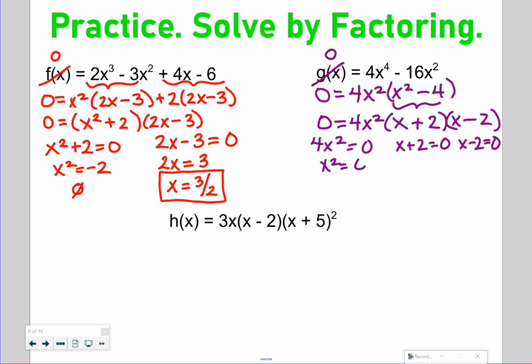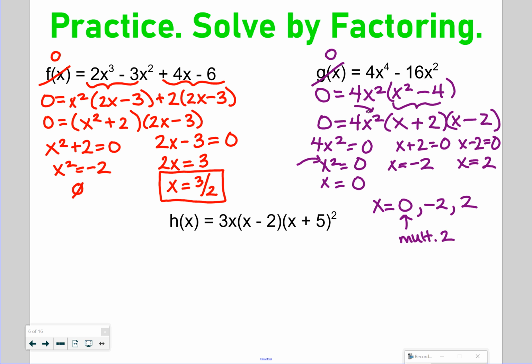I'm going to divide by 4, which will still just give me a 0, and then take the square root, x equals 0. I'll also get from the other two, negative 2 and positive 2. So my solutions are 0, negative 2, and positive 2, and just make a note to yourself that 0 has a multiplicity of 2 because that x was squared in that factor, so technically it occurs as a solution twice.